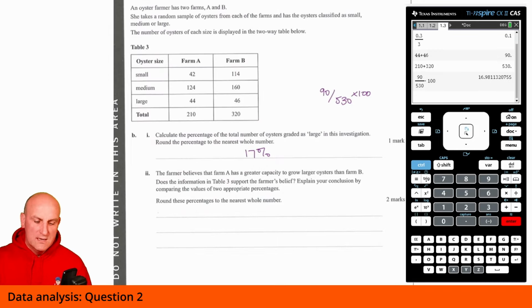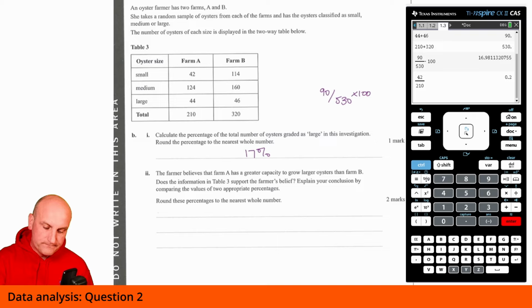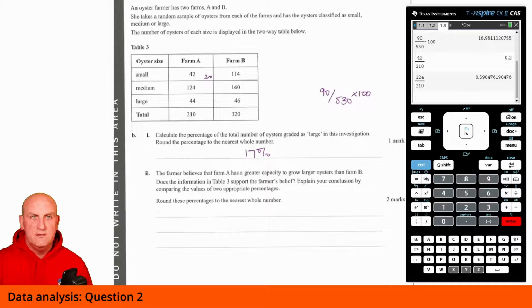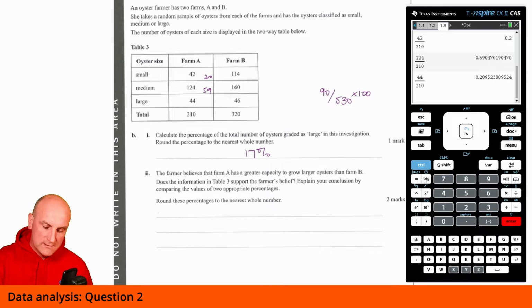So I'm going to do the 42 out of the 210 first. So 42 divided by 210 gives me 20%. So I'm going to write 20% there. 124 divided by 210 gives me 59%. And then 44 divided by 210 gives me 21%. All right, so there are my percentages. Now I'm going to do the same for this column.